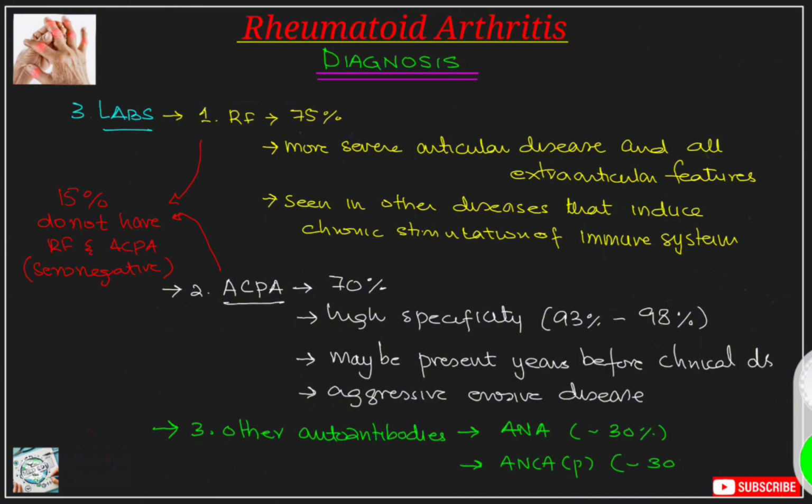However, these antibodies are not specific to rheumatoid arthritis and are commonly seen in other conditions like lupus or vasculitis. So, while autoantibodies are a crucial part of rheumatoid arthritis diagnosis, they are not the sole determining factor.